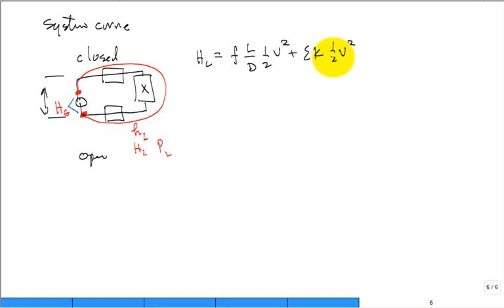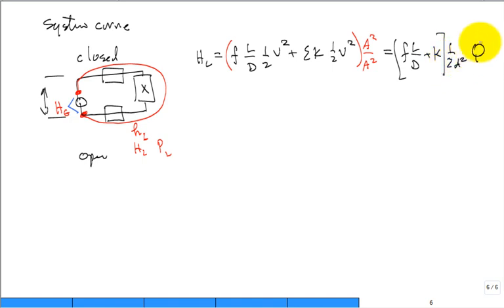So if I multiply this whole equation by A squared over A squared, what is A? The cross-sectional area of my pipe that I'm throwing the fluid through. Then what happens is I get an equation where this is some f L over D plus the sum of the K's, a bunch of K's there, times 1/2 A squared Q squared. What is Q? It's proportional to my volumetric flow rate squared. That's my head loss.